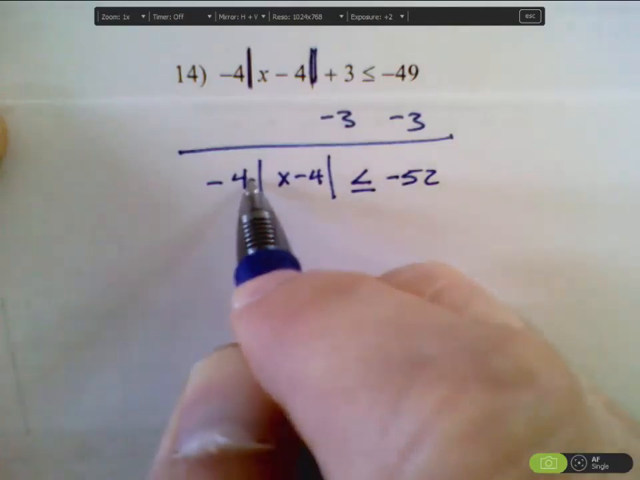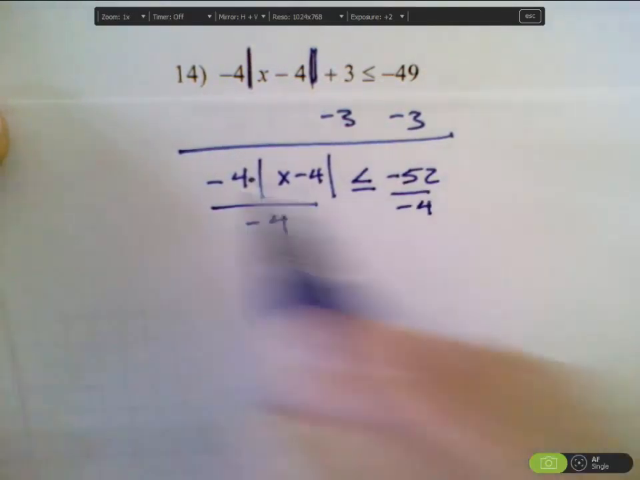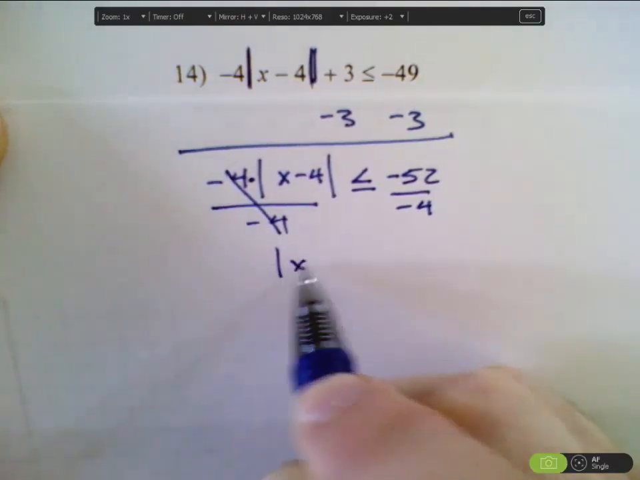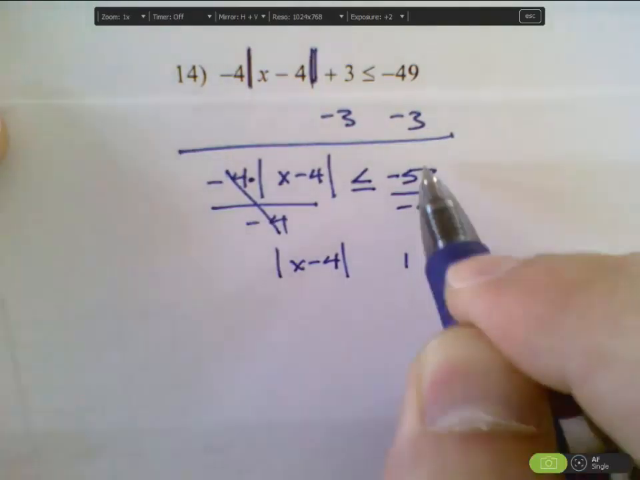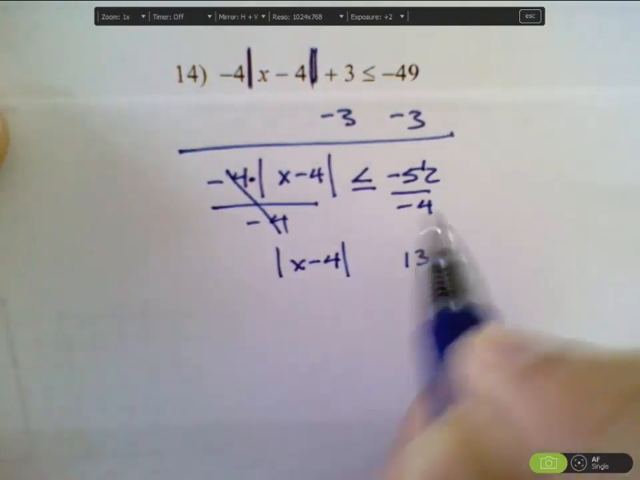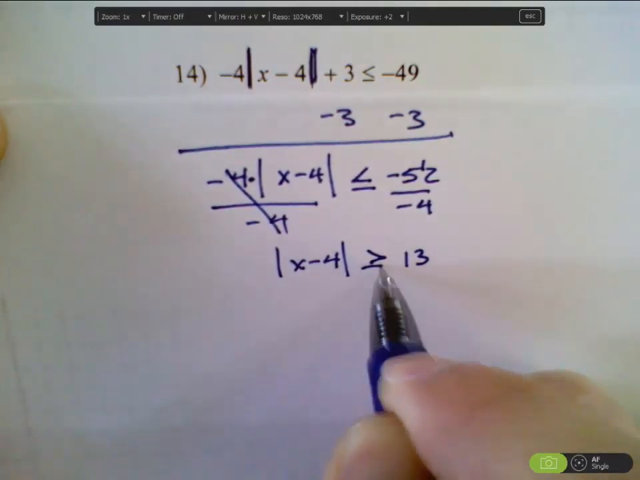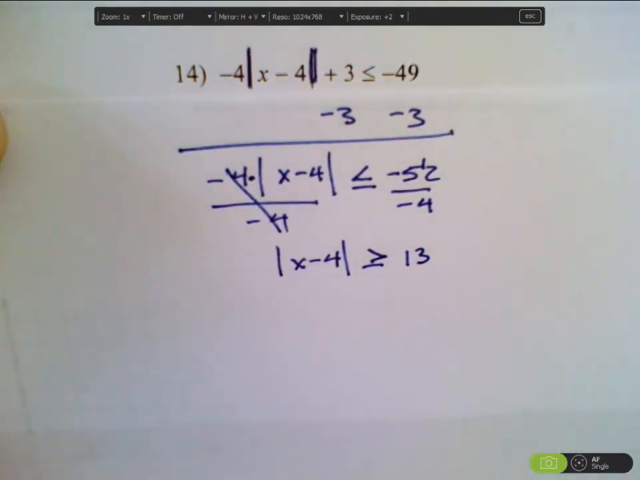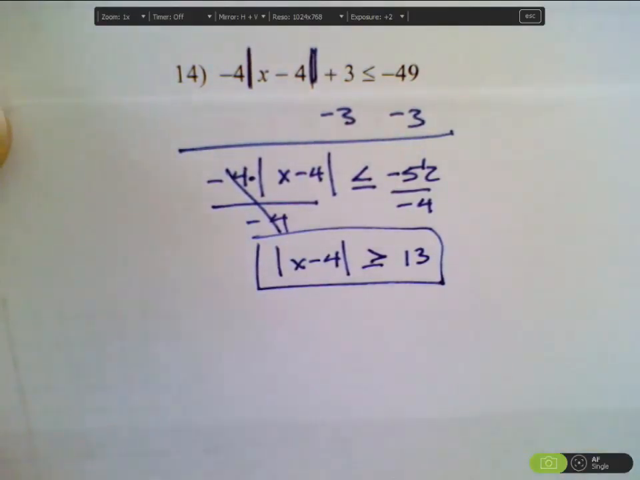And then we'll undo multiplication with division. We'll divide both sides by -4. And we'll get the absolute value of x minus 4. This is going to go in once, remainder 1, 3 times. When you divide by a negative, Gary just told me that we have to reverse the inequality sign, reverse the direction. All right, so this is the problem that we're going to work with.